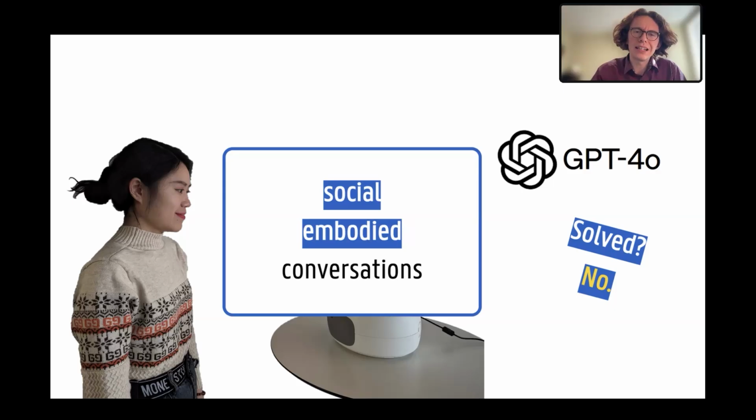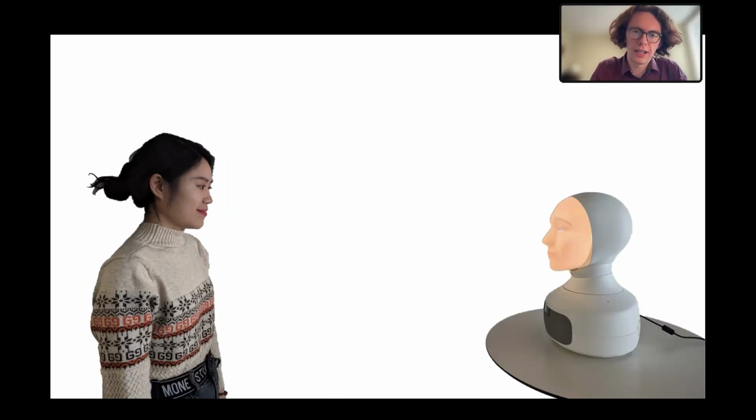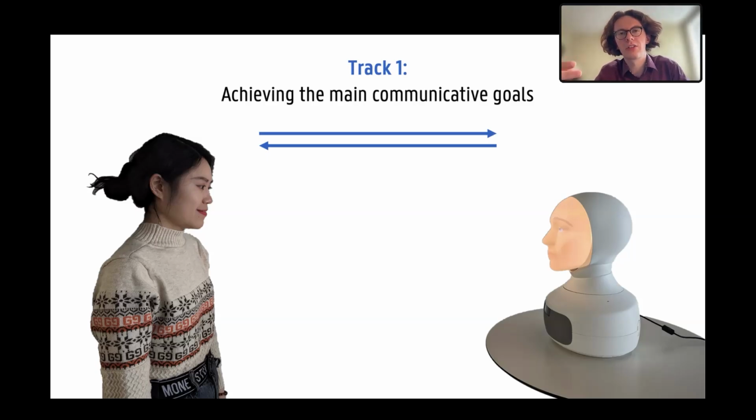Why is that? Well, that is because of this specific type of conversation, because of these social embodied conversations. And that means that we need to use all the modalities that happen in the conversations, including visual information, and we need to use them in multiple ways. And to explain that, I will show that to you using the model of conversation described by the psycholinguist Herbert Clark. And Clark described that conversation actually happens on two tracks. On one hand, we're trying to achieve the main communicative goals, we're exchanging information, trying to accomplish some task. And in that, of course, visual information plays a role.